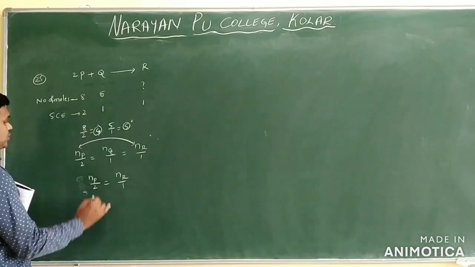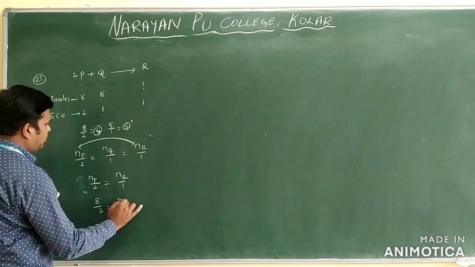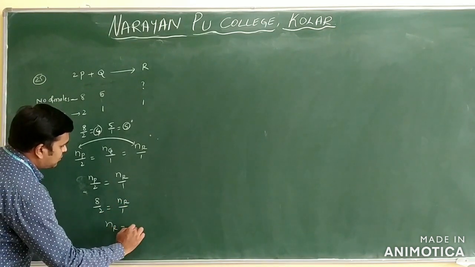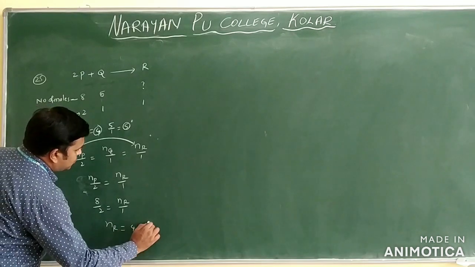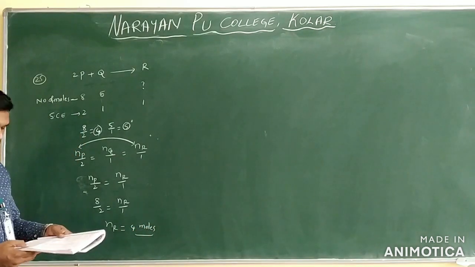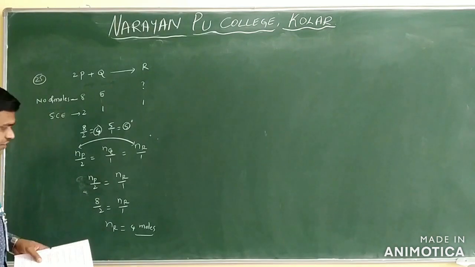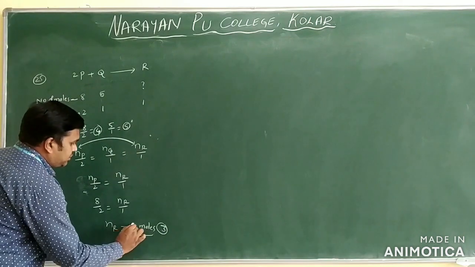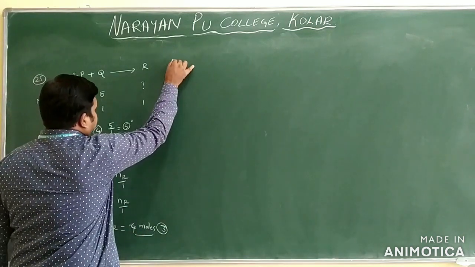Number of moles of P is 8, so 8 by 2 is equal to number of moles of R by 1. Number of moles of R is equal to how much? 4. So this is the amount of the product formed in the reaction. So what is the answer we will take here? The option is 3 for this question. For this question, I already told you the shortcut method.